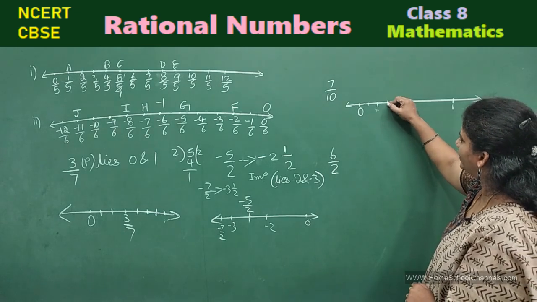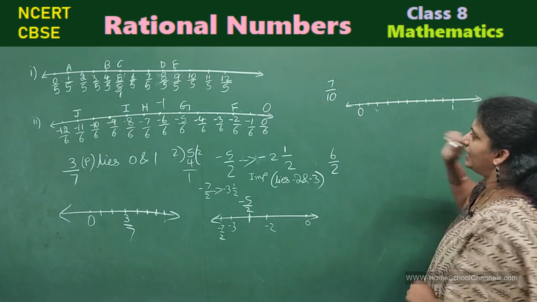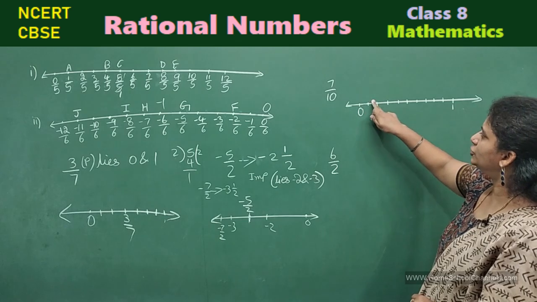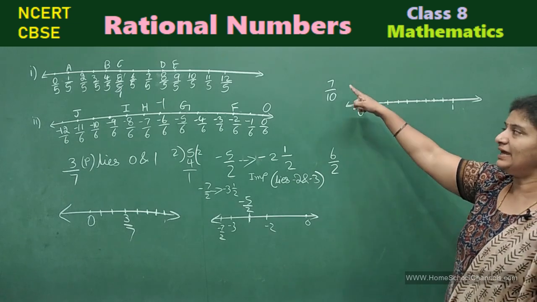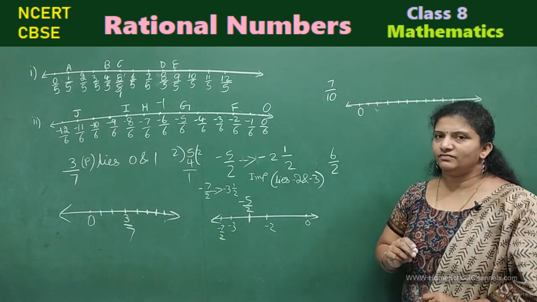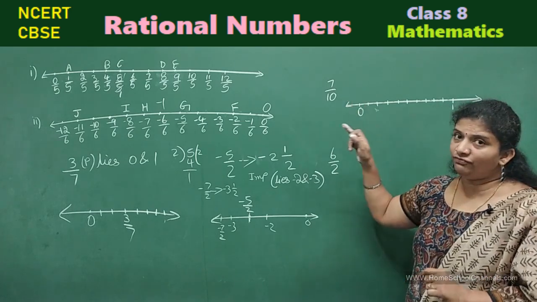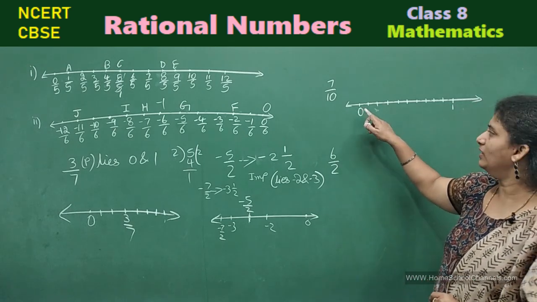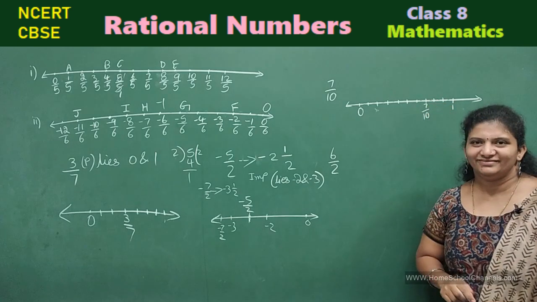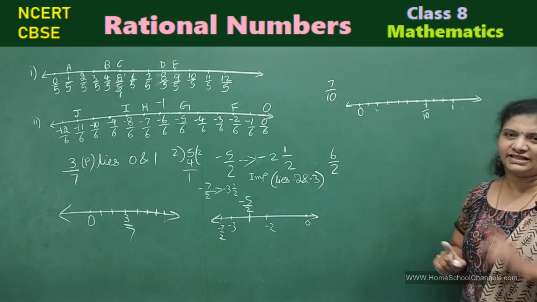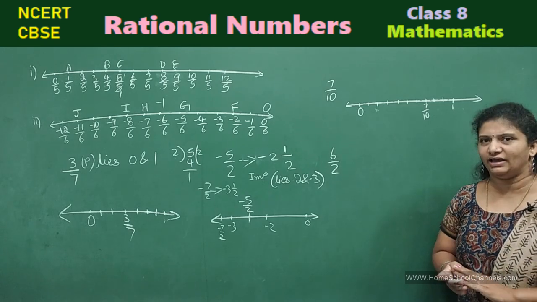1, 2, 3, 4, 5, 6, 7, 8, 9. 10 parts means only 9 points, right? 1, 2, 3, 4, 5, 6, 7, 8, 9, 10. Okay. I need to mark 7 by 10. 7 of 10 equal parts. The 7th one of 10 equal parts. From here start counting. 1, 2, 3, 4, 5, 6, 7. This is 7 by 10. 8 by 10, 9 by 10, 10 by 10 is nothing but 1. Are you able to understand? In this way you need to do the number line.